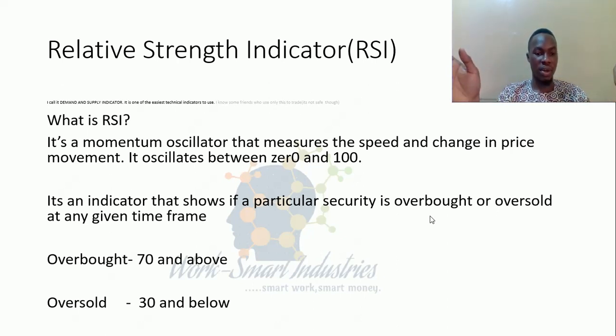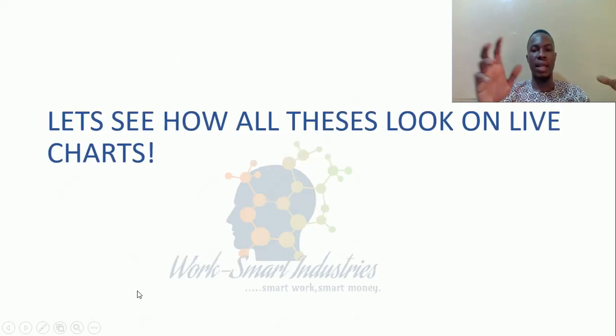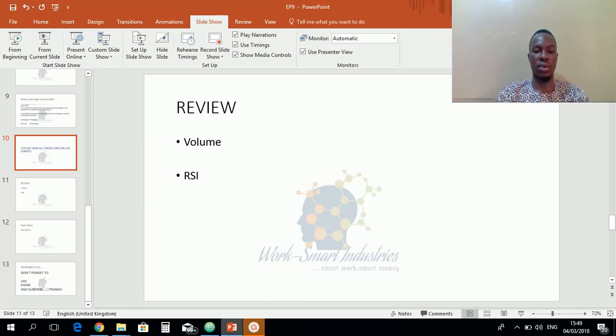If something is overbought, you want to sell, and if something is oversold, you want to buy. So I told you it oscillates between 0 and 100. Overbought is when it's above 70, and oversold is when it's below 30. So let's go and see some charts so we can see what volume and relative strength indicators look like on the chart, and what information they have to offer us.